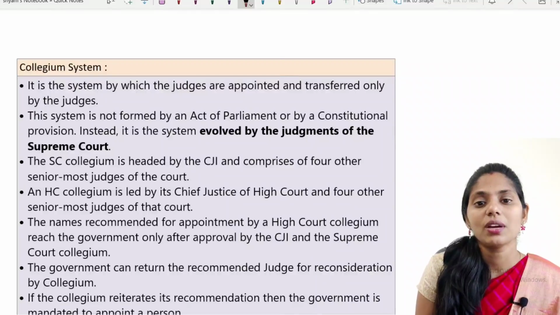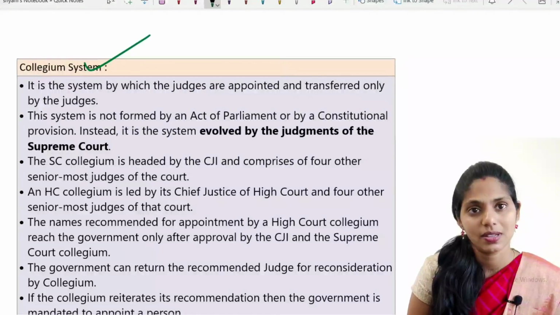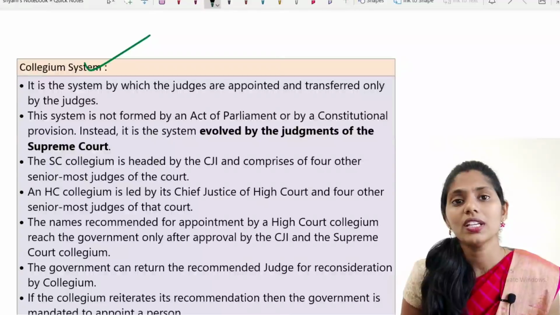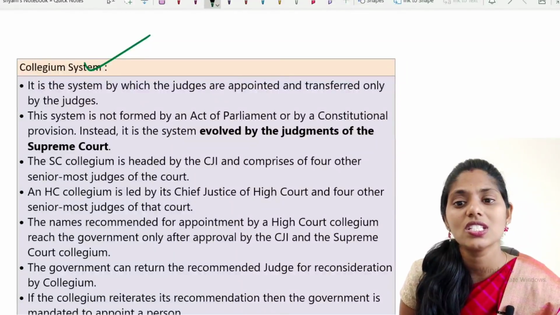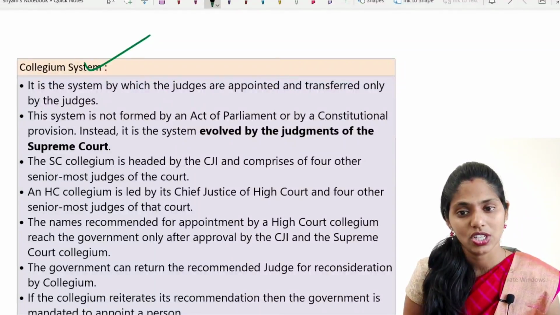And now let's talk about some facts regarding this collegium system. It is a system by which judges are appointed, and even transferred, only by the judges.